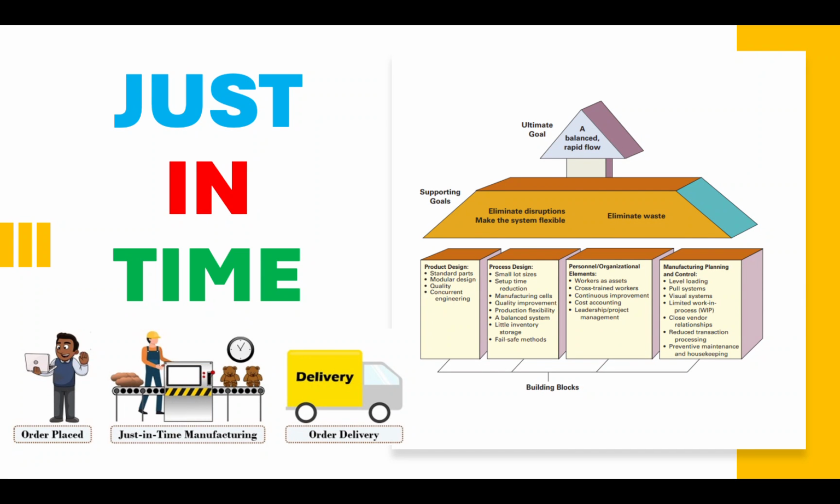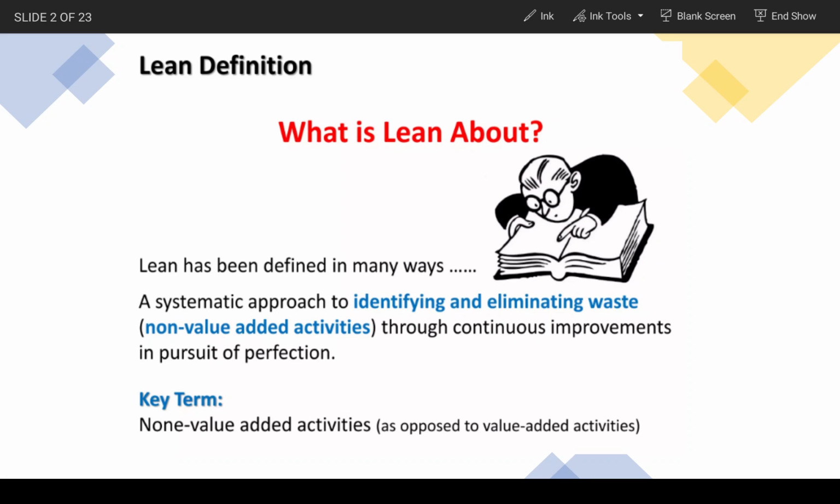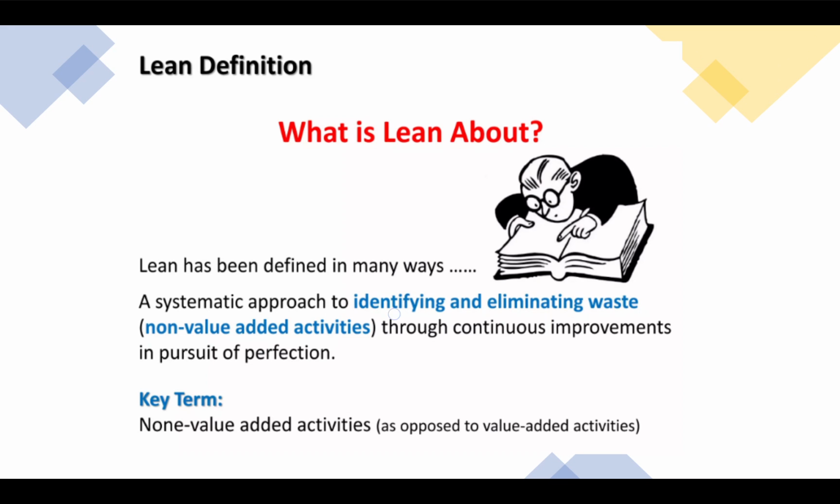In today's video, we will be discussing JIT and lean operations. Now, a lean system or lean operation is a highly coordinated system which uses minimum resources and produces high quality goods and services. The idea is to identify the sources of waste, and eliminate the waste, that is non-value added activities, by continuously improving the process of production.